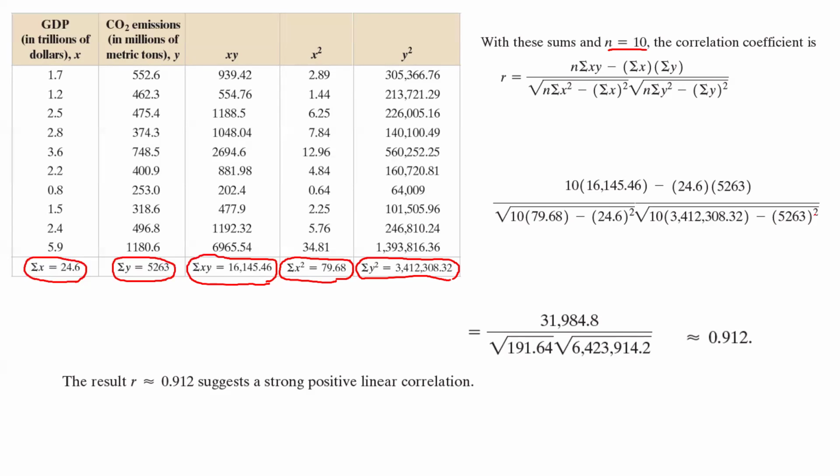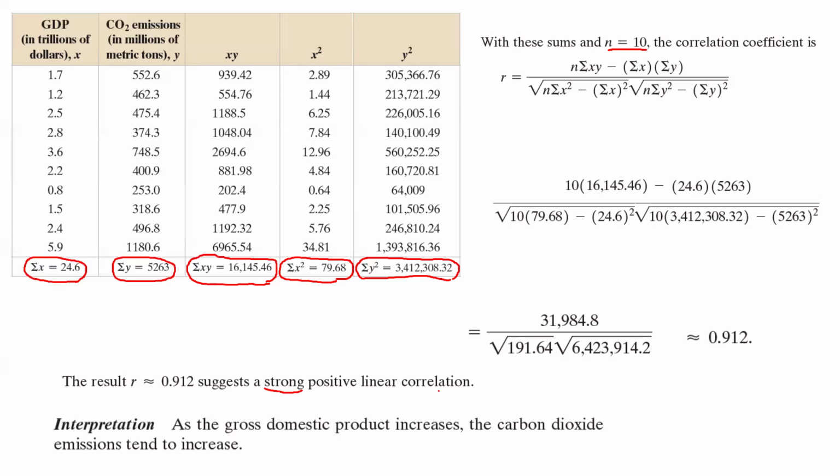Between the data, we did the visualization, we saw an increasing trend, but now we did the calculation. R is 91.2%, which suggests a strong positive correlation. The interpretation is, as the gross domestic product increases, the carbon dioxide emissions tend to increase as well.